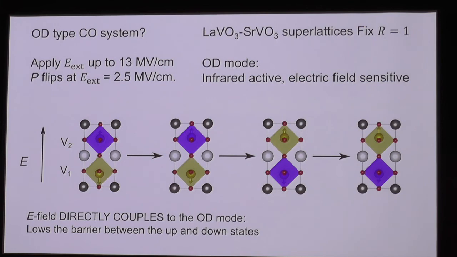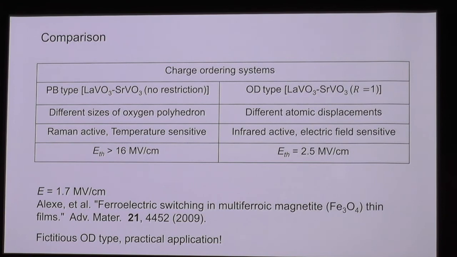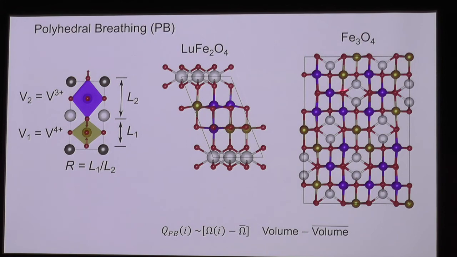Okay, so this page shows the comparison between the two types of charge ordering materials. The take-home message is that the polyhedral breathing type cannot have the polarization switchable by an electric field because the lattice mode is infrared inactive. But the polarization in the off-centering displacement type charge ordering materials can be switched by electric field. But the example we used here is only a fictitious one. Later, we will apply our theory onto real materials, such as lutetium ferrite and magnetite.